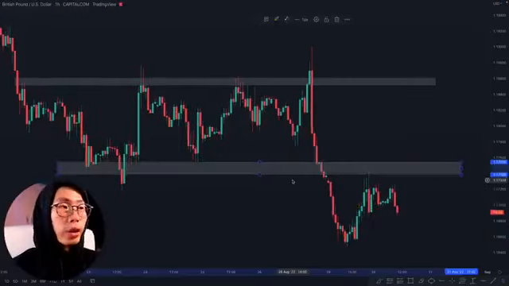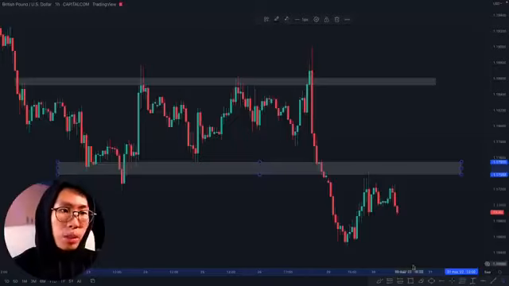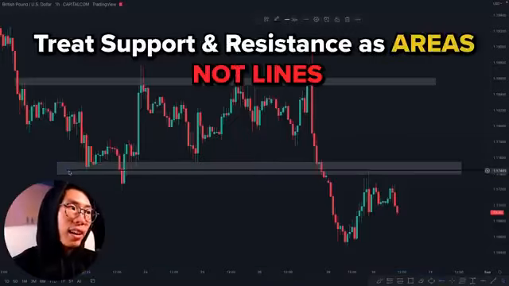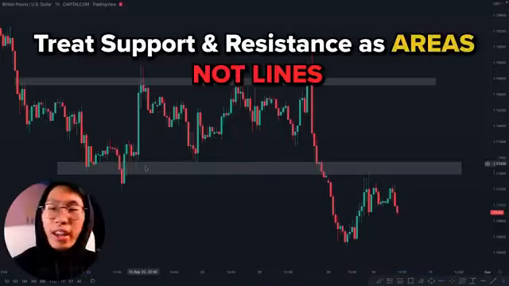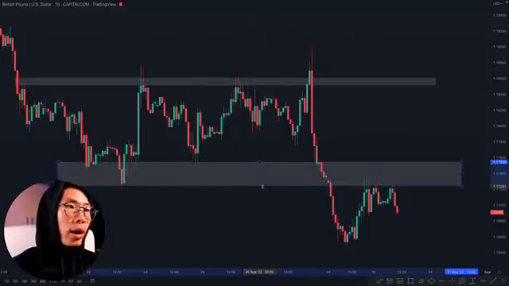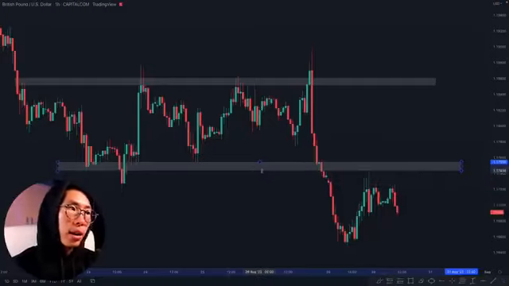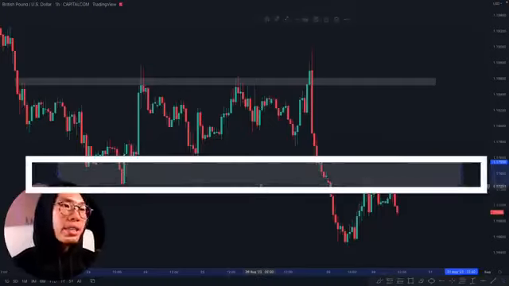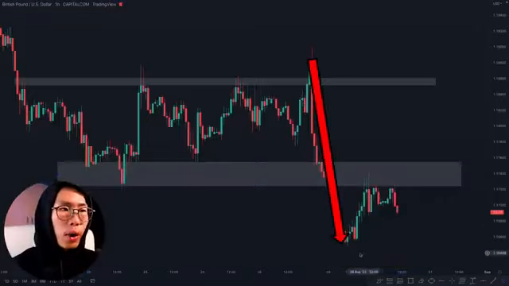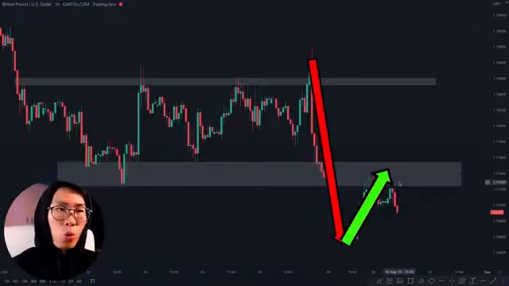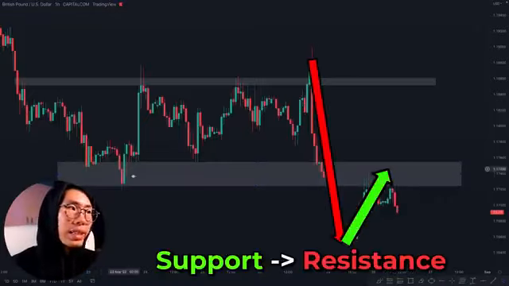And guys, I want you to know that this entire area here is your support area. Alright, remember, support and resistance are not just one line like this. This entire area here is a support area. That's why you can see when price comes back up to retest this, it does not come up to retest a level like this. It came back up to retest an area. So you can see price went back up and rejected this entire resistance area, which was previously support.